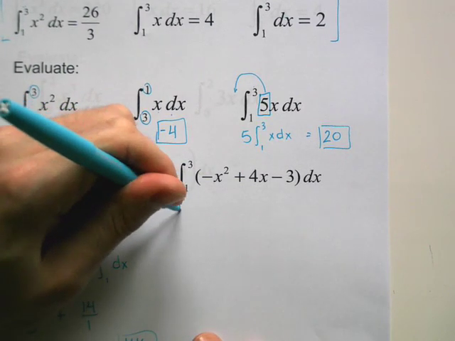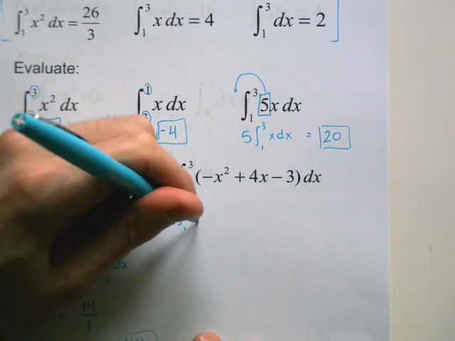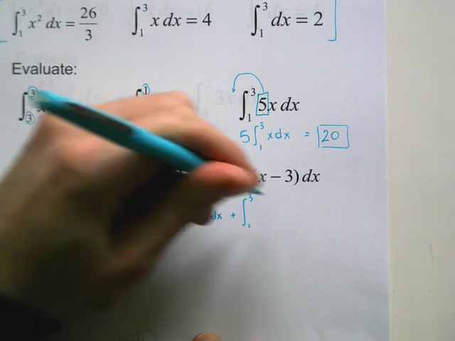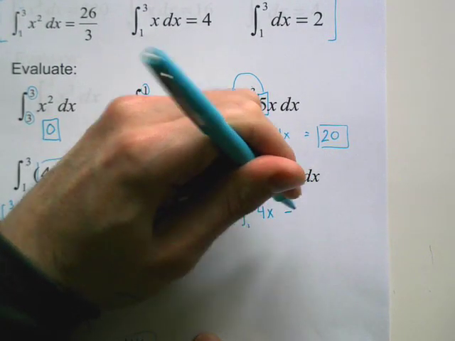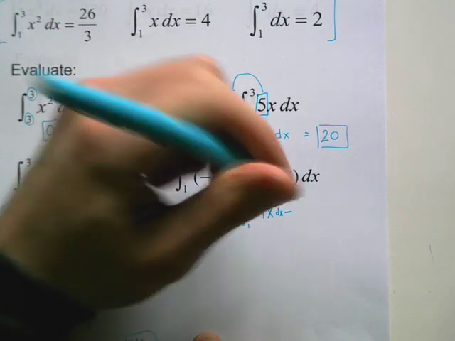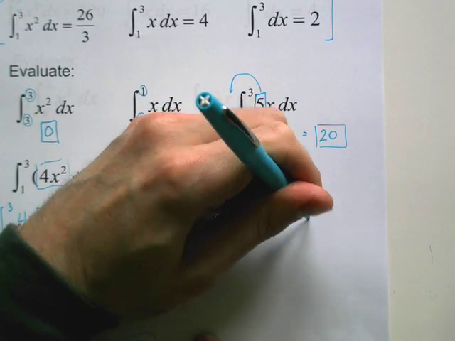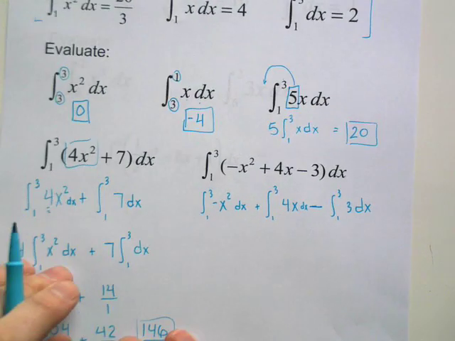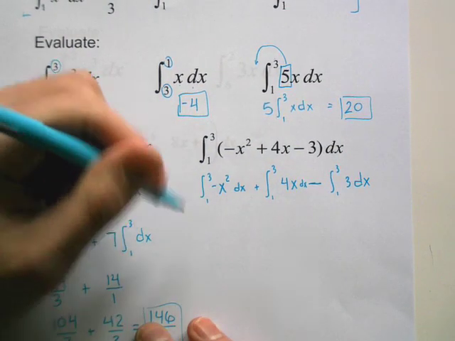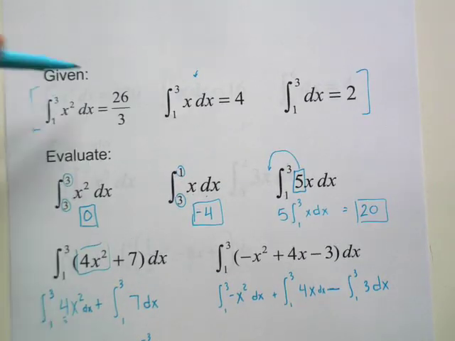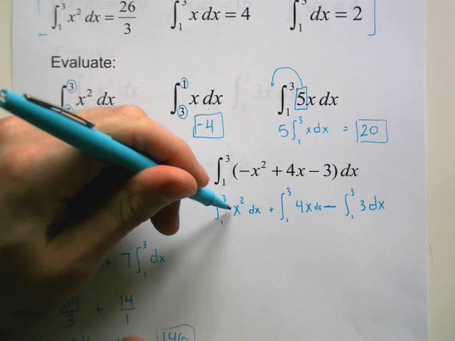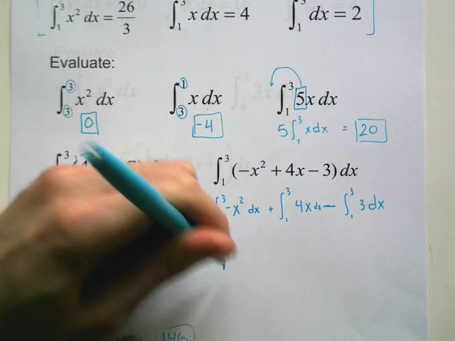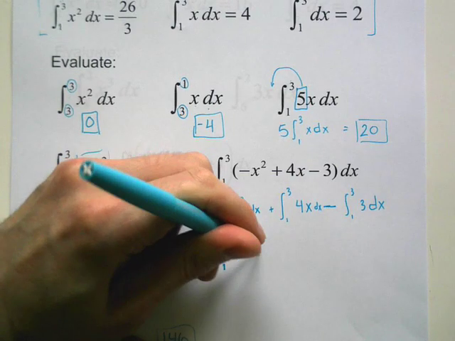Let's divide this up. So I'm going to go from 1 to 3 of negative x squared dx plus from 1 to 3 of 4x dx, whoops, forgot my dx again, minus from 1 to 3 of 3 dx. Okay, so again, let's just look at one at a time. This first one, I have an x squared up here, so all I really want to do is take that negative out to be my constant, so that's going to be a -1 on the outside. So I have from 1 to 3 of x squared dx, which is good.